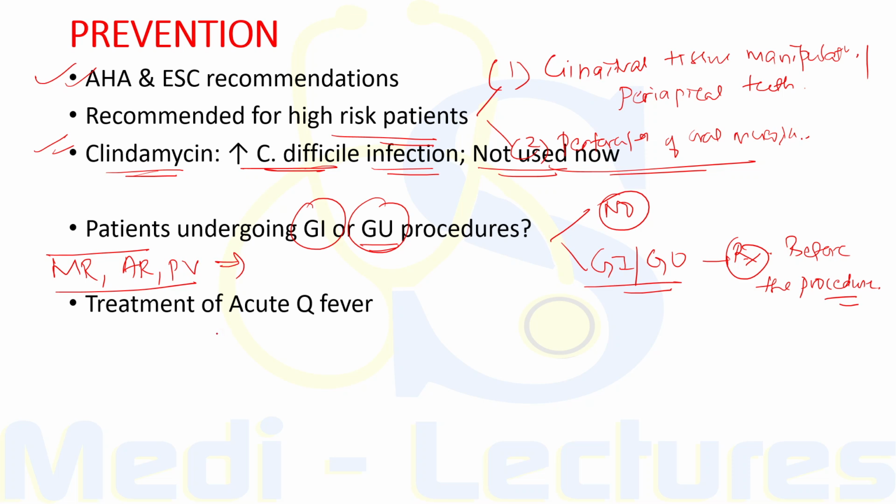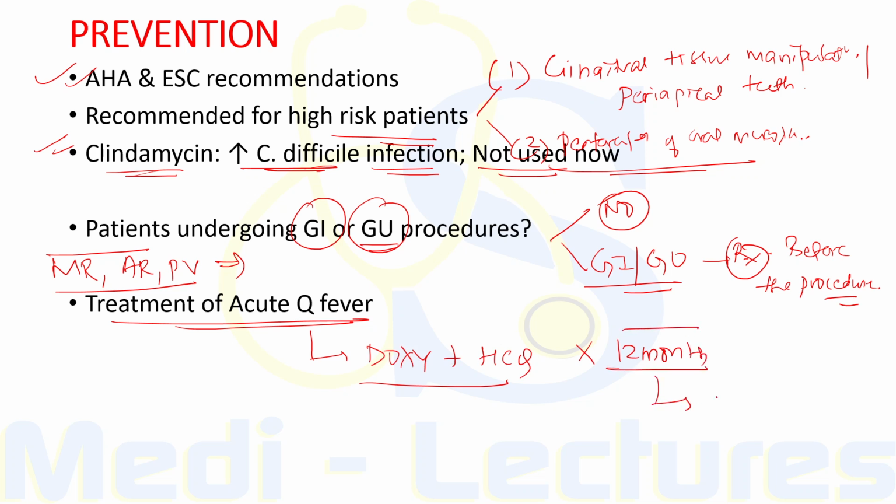It is important to note that if the patient has acute Q fever, the patient should be treated with doxycycline along with hydroxychloroquine for 12 months. This is highly effective in preventing infective endocarditis, which if developed is treated by the same regimen for 18 to 24 months. 18 months for native valve and 24 months for prosthetic valve.